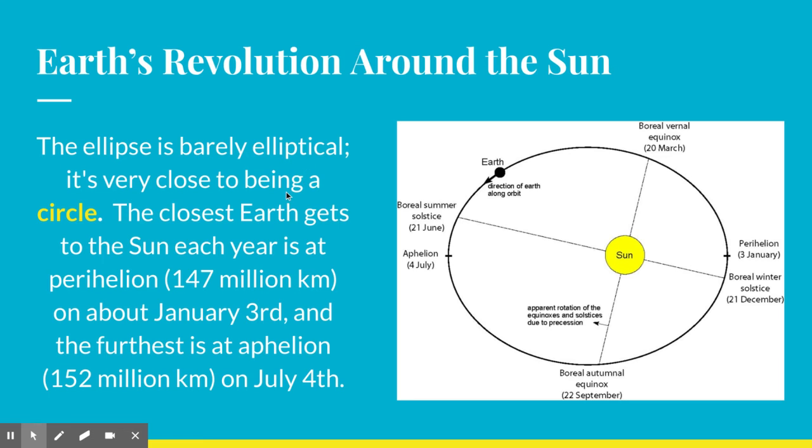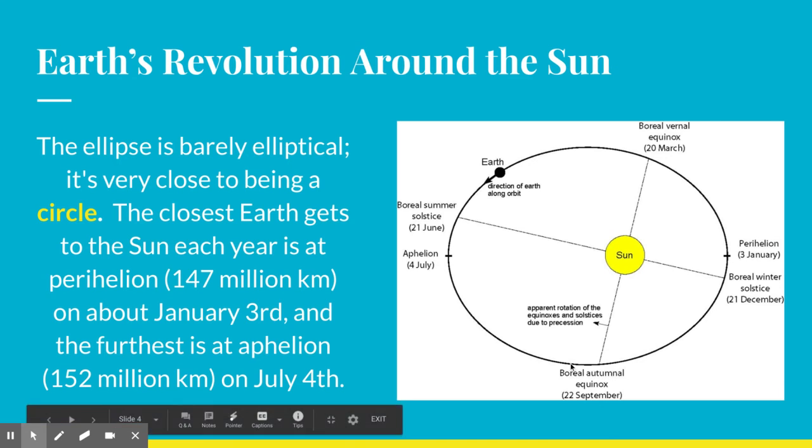It is very close to being a circle. Now, granted, the sun is not quite in the center. It is a little off-center. And that means, because the sun is off-center, that the Earth will be closer to the sun at different points throughout the year.